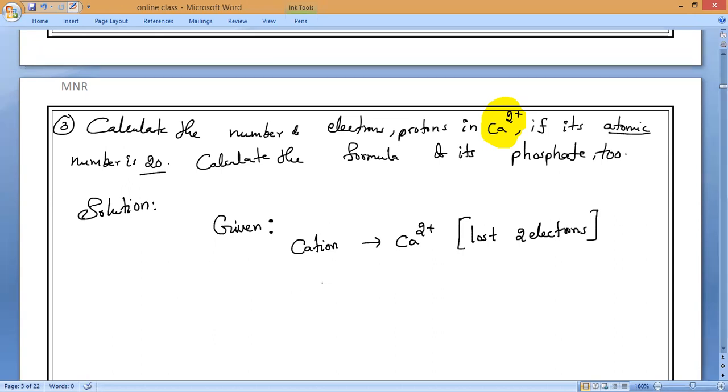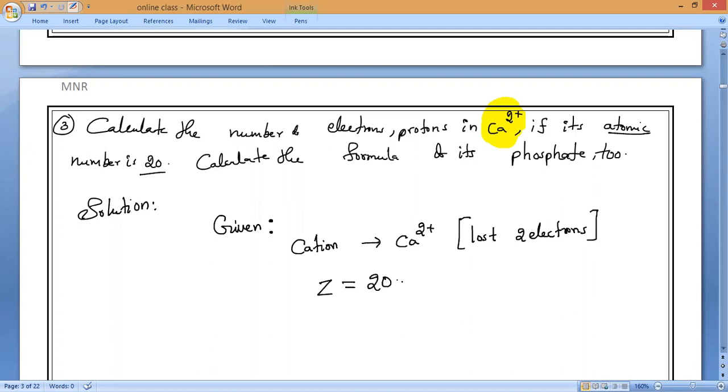So atomic number means what, guys? We all know. Proton. Z. Z is equal to 20. So in an atom or ion, what always remains constant? Protons. Protons, not neutrons. That is what you have to remember.